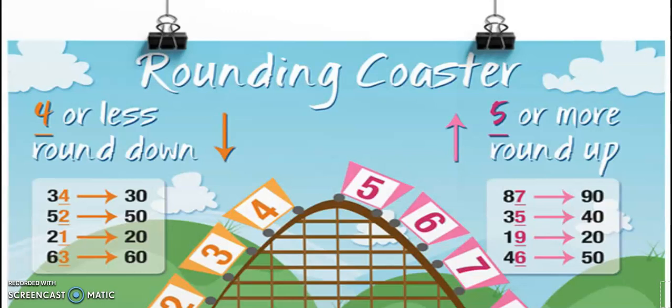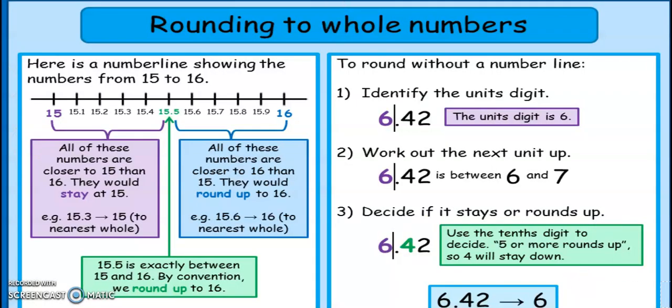And the number that we are rounding off, if it is 4 or less, then we round down. If it is 5 or more, we round up. Let's begin our lesson with rounding to whole numbers. Let's do it first using the number line. Here, the number line represents the decimal numbers between 15 to 16.